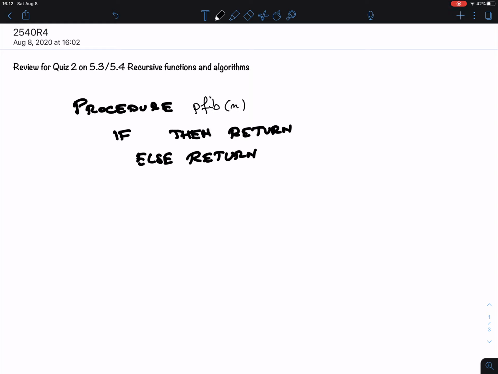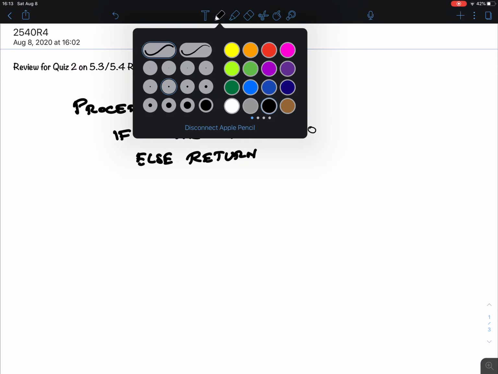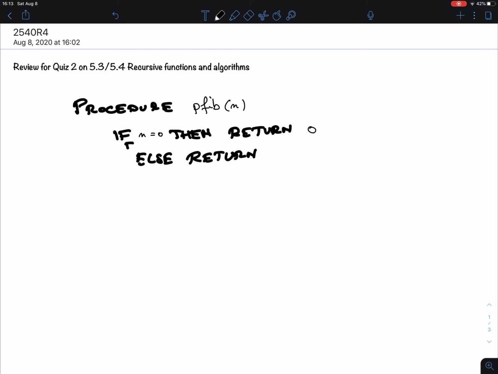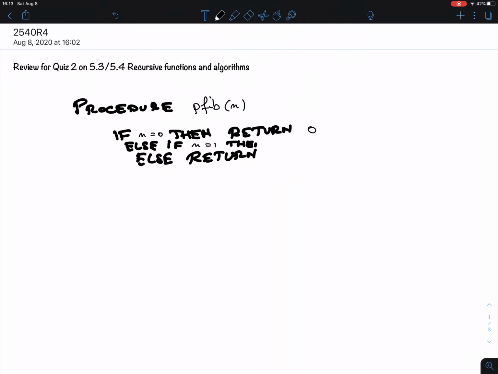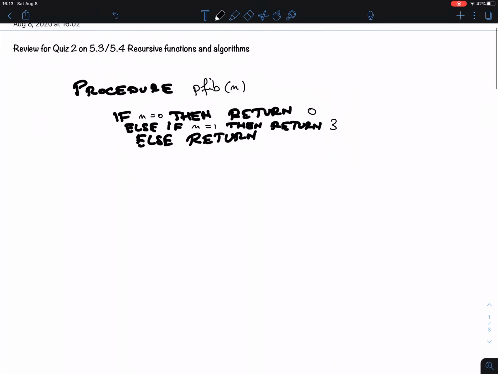I call it pfib of n, and it says that if n is 0, then return 0, else, oh okay, there is an intermediate step here, so let me put it here: else if n is 1, then return 3, else return the following: pfib of n minus 1 plus pfib of n minus 2.